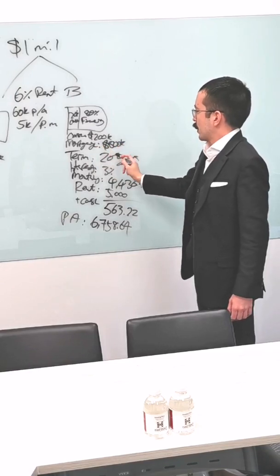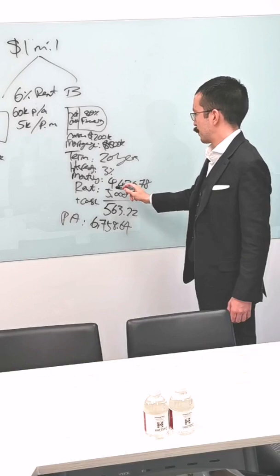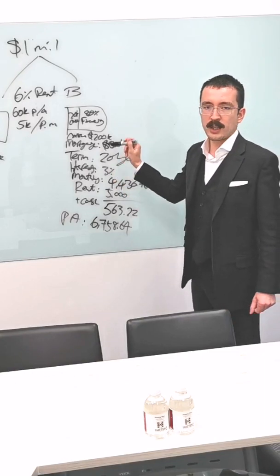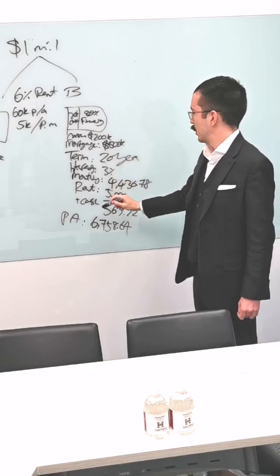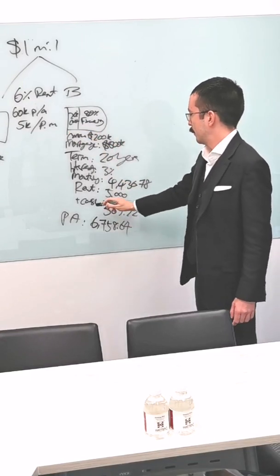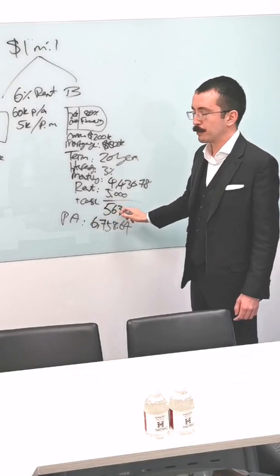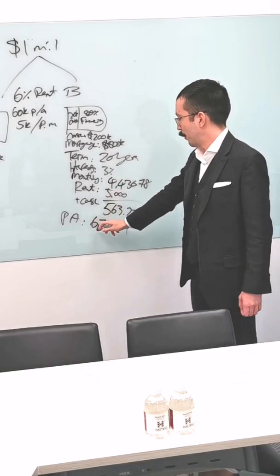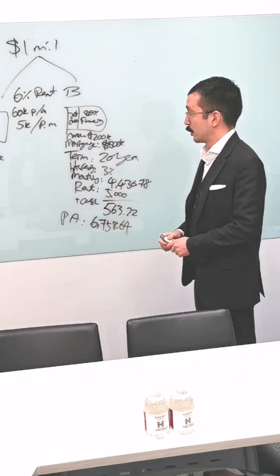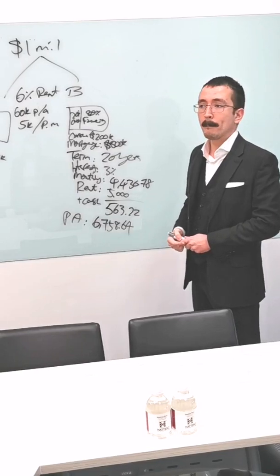So he took a mortgage for 20 years at 3% interest. Every month he's paying $4,436 in monthly mortgage. He's getting $5,000 rent per month as well, same as person A. So at the end of the day, he is in positive cash flow of $563 per month, or per annum, $6,700. On paper, it looks like person A is making more money.